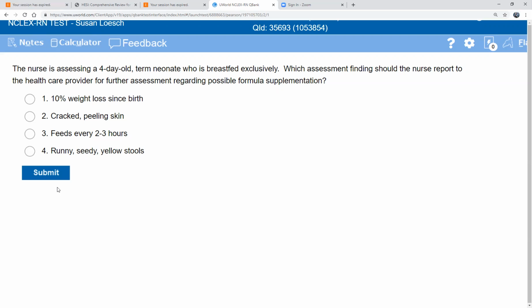It says, right? So it's asking about why they might regard possible formula supplementation. So what did I tell you about formula? That the baby is exclusively breastfed. When is the main time we would offer formula? What did I say? If they're not gaining weight, there's a problem? Exactly. Okay.